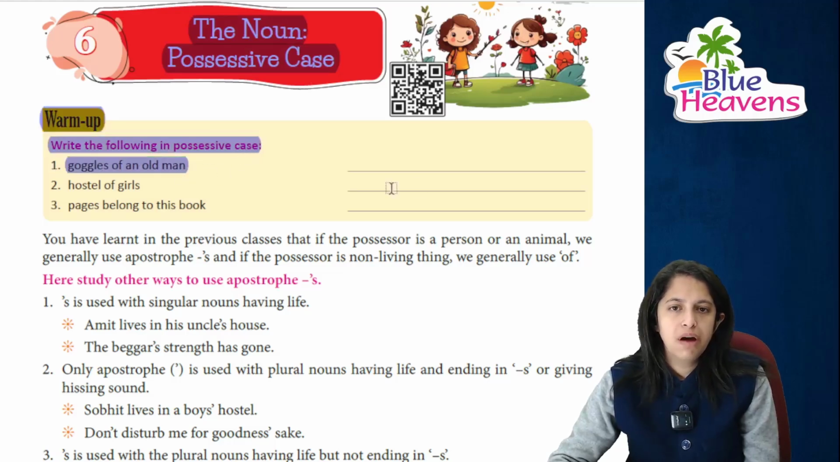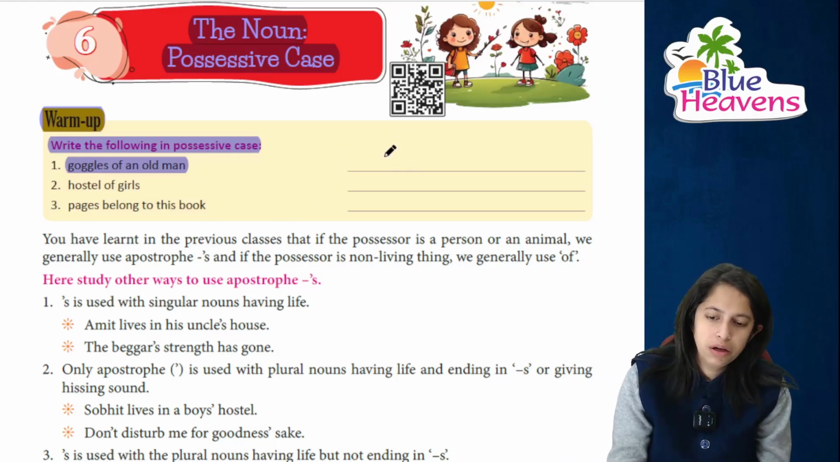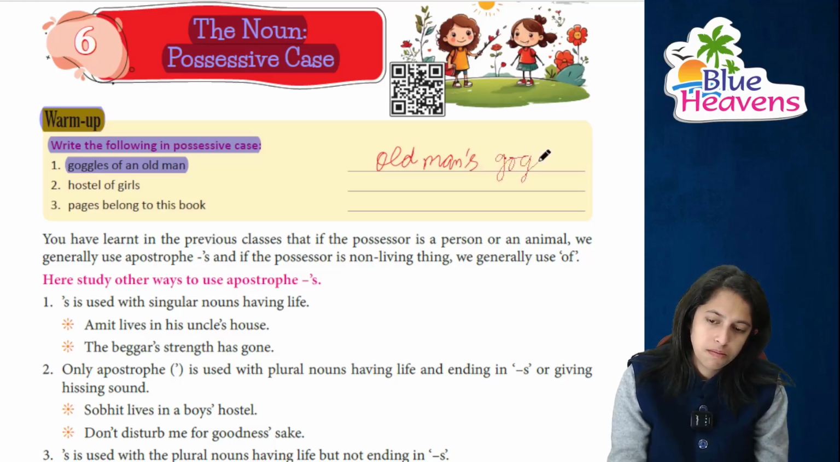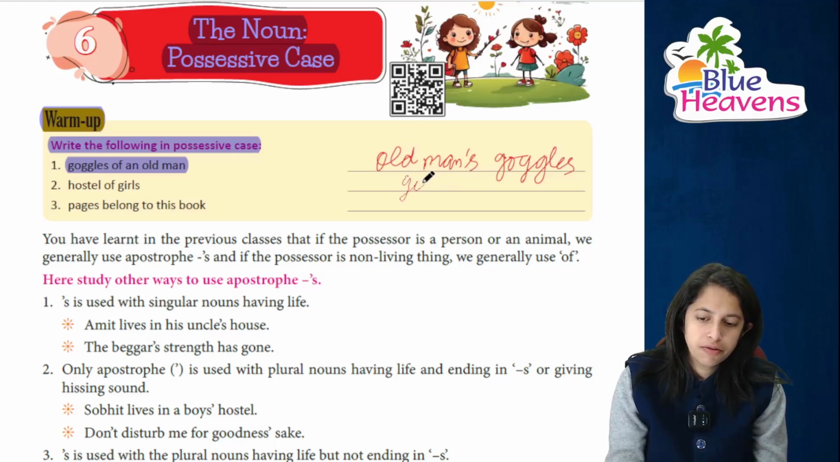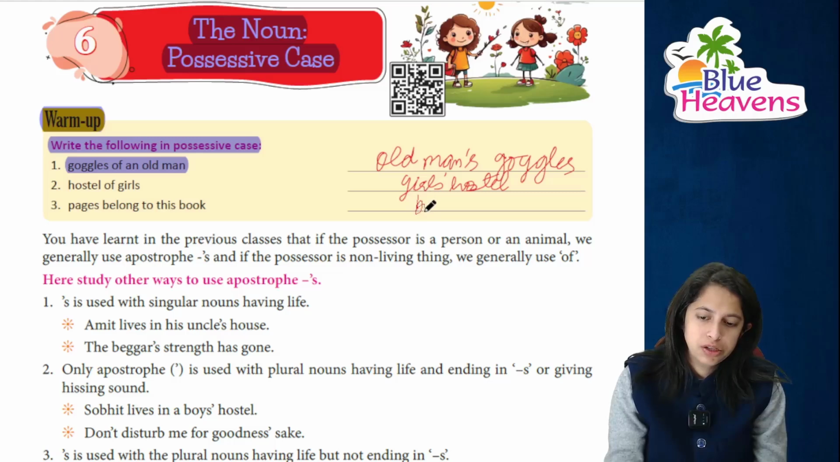Goggles of an old man. आप लिख सकते हैं old man's goggles. You can write over here old men's goggles. Right? Hostels of girls, it's of course girls' hostels. Right? Pages belonging to this book, that is the book's pages.